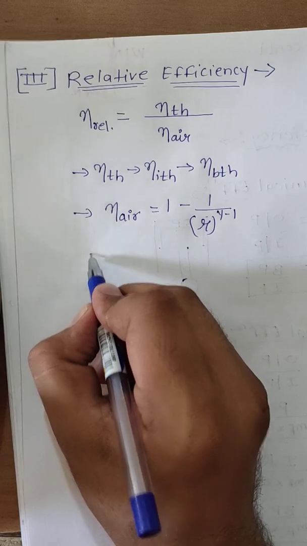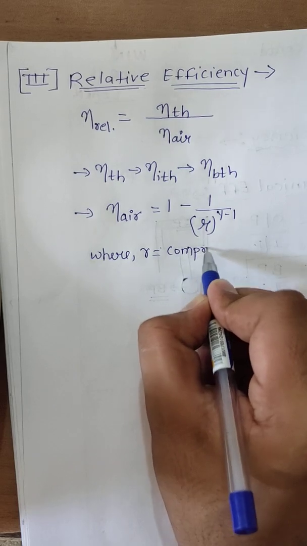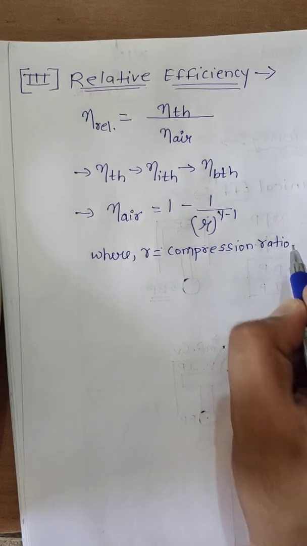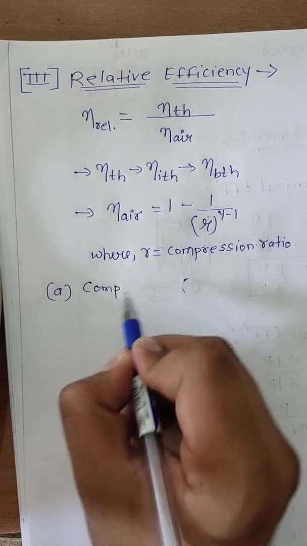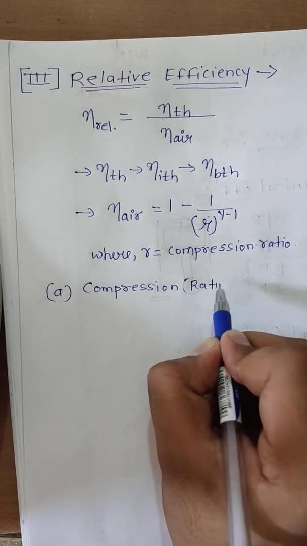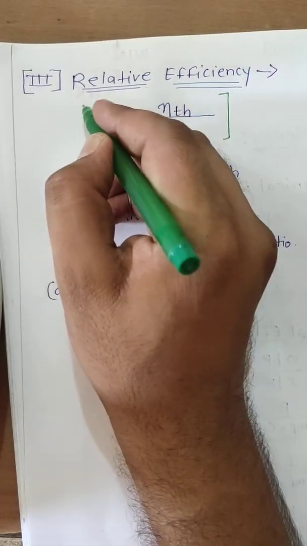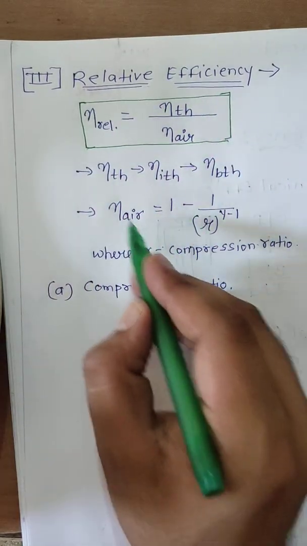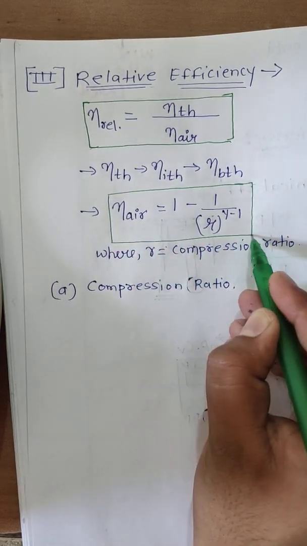Where r stands for what? It is the compression ratio, and this ratio you also know. We will see this compression ratio in depth. So my next point is compression ratio. Before that, my relative efficiency formula is thermal efficiency upon air standard efficiency. And what is my air standard efficiency? It is nothing but 1 minus 1 upon r raised to gamma minus 1.